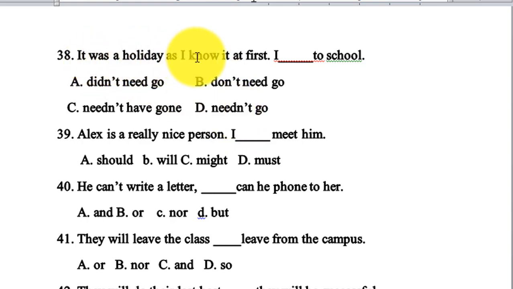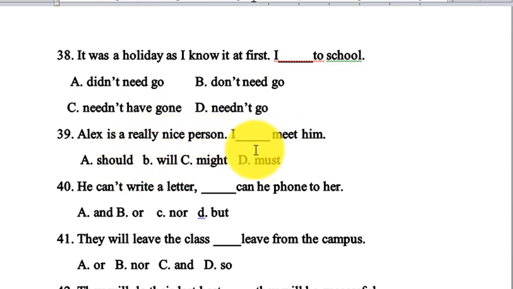Don't need to and need are used in the present, while the context here is about the past. So which is the answer here? If you answered a, you are right, because it says "I know it as the first time." So, tomorrow was a holiday, I know, so going to school was not necessary; that is how I answer. It says "as I know it at first." Great.